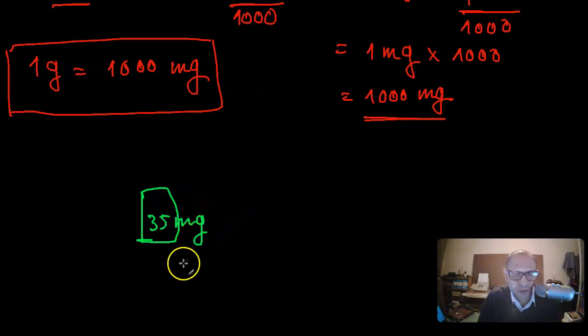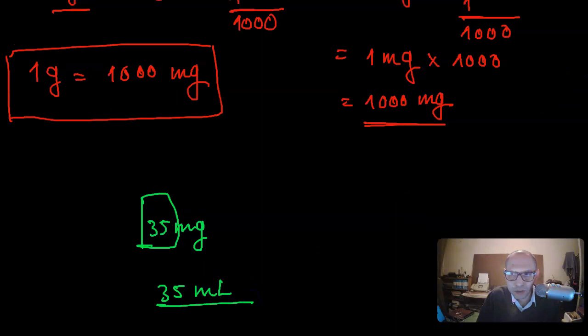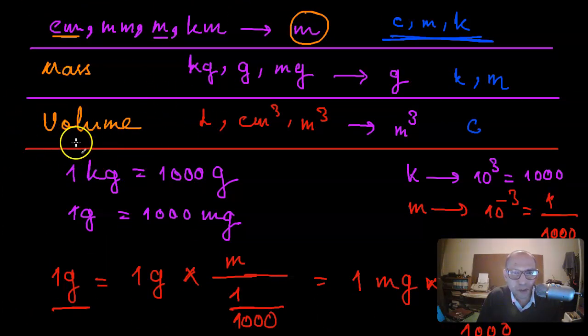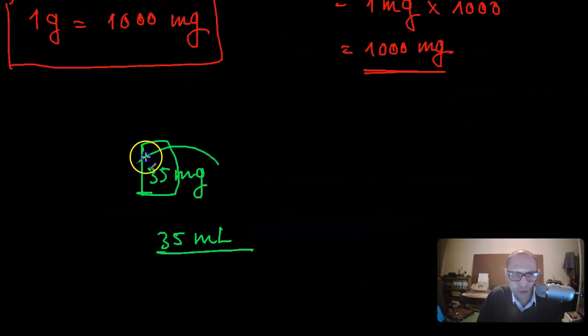Of course, it's different from 35 milliliters. Milliliter is a unit for volume, right? That's usually used for liquids. But milligram is a unit of mass, which is used for the mass or the weight of tablets, medicine, that sort of thing. Even if you had a liquid, it would have some mass, and the mass could be expressed in milligrams. But the volume of the same liquid could be expressed in milliliters, right?